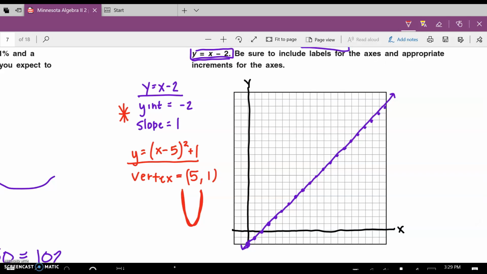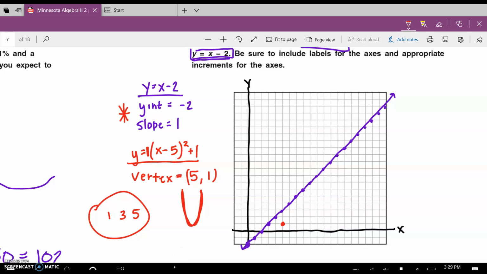Okay, the second one is my vertex is 5, 1, so I'm going to go over 5, up 1. And remember, we talked about on the last problem the 1, 3, 5 pattern. Since A is 1 right here, this is a 1, then it keeps that 1, 3, 5 pattern. If it was a number other than 1, then we would multiply it by whatever that number is.